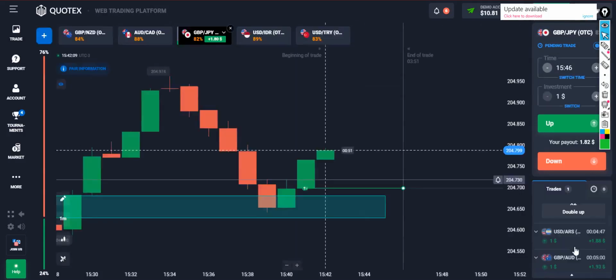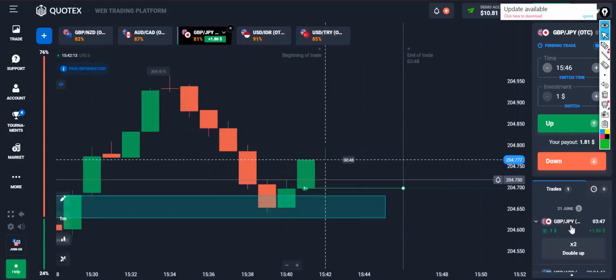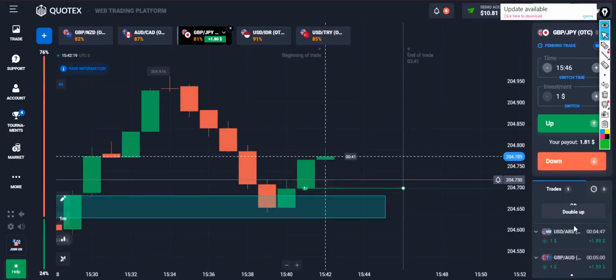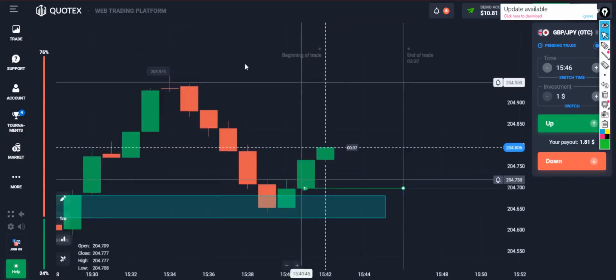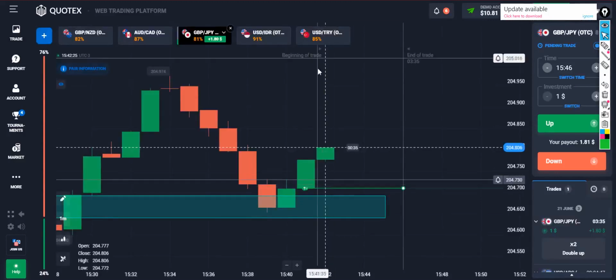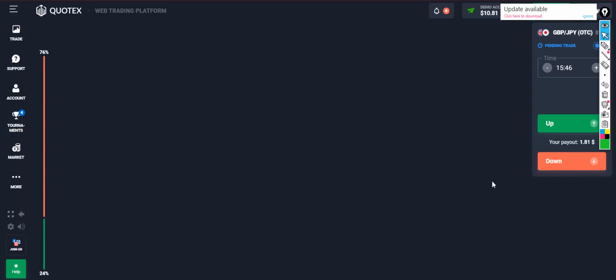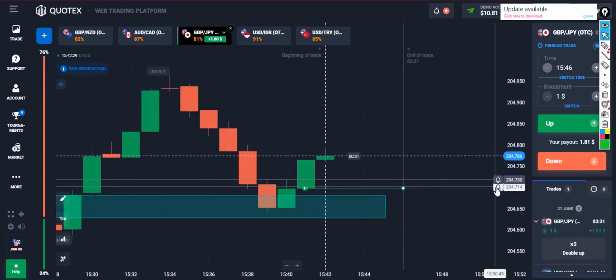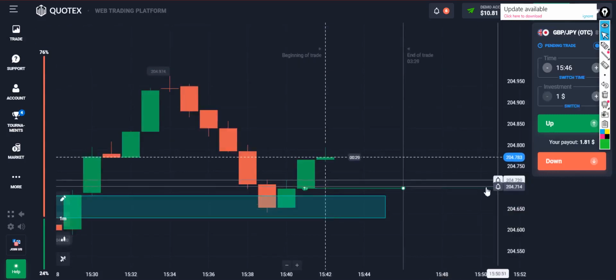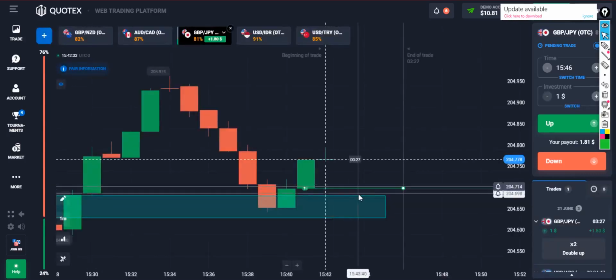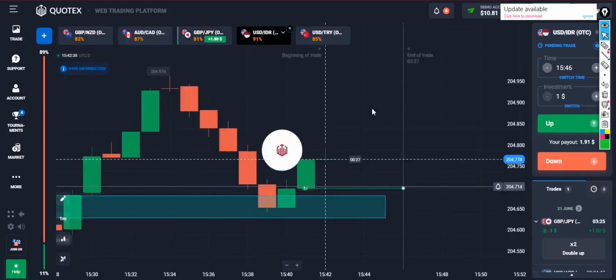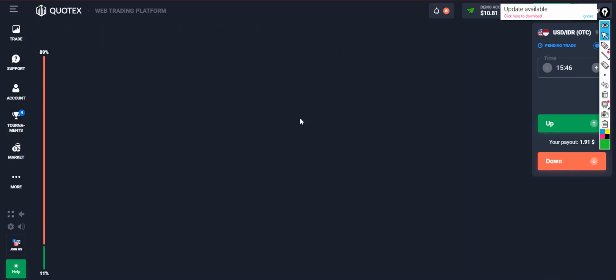So we have one, two, three trades. Oh, sorry, we have only two, and there is another one that is going on right here. So let's see. I'm going to put a bell right here. If the market comes near this area, we're going to get an alarm, and I'm going to come back to it.